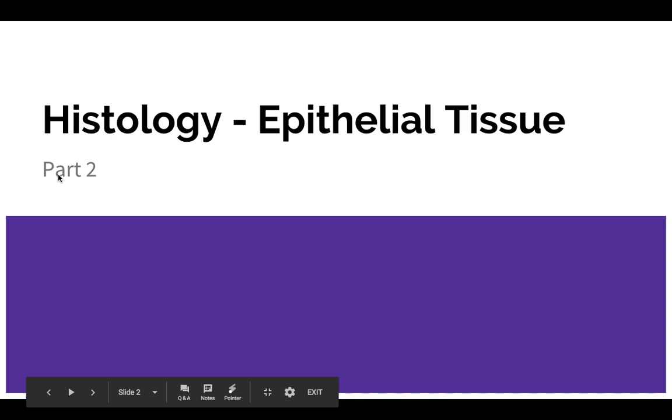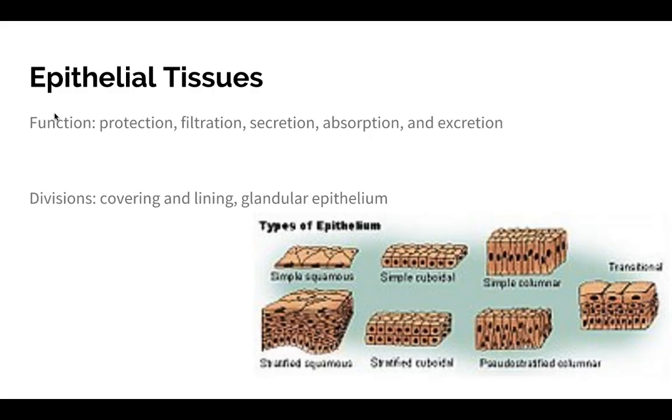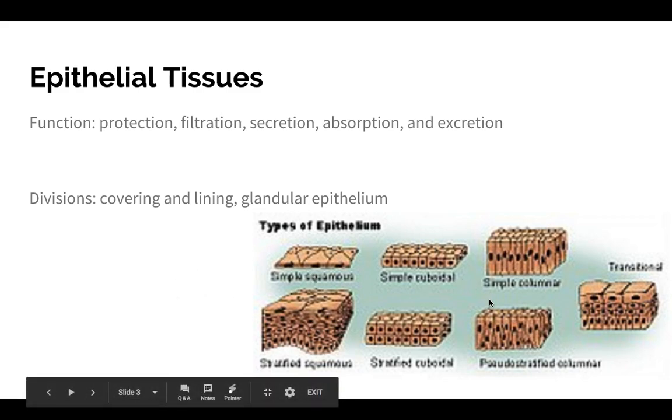As I said, this is part 2 of our histology notes, and we're focusing here on epithelial tissue. Epithelial tissues have many functions. Mostly they are for protection, filtration, secretion, absorption, and excretion of wastes. The divisions of epithelium include the covering and lining group as well as glandular epithelium. And there's our different types we're going to get to.